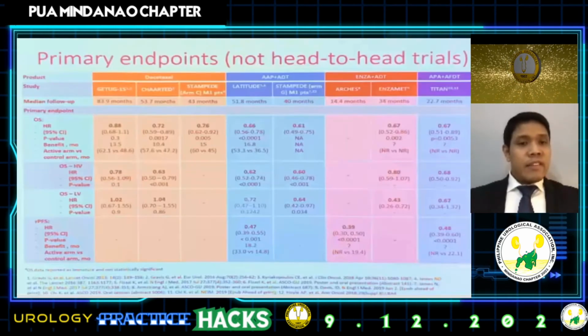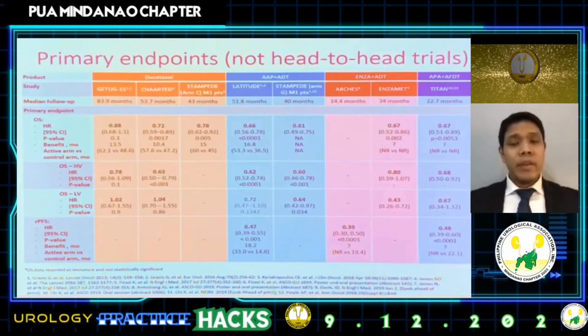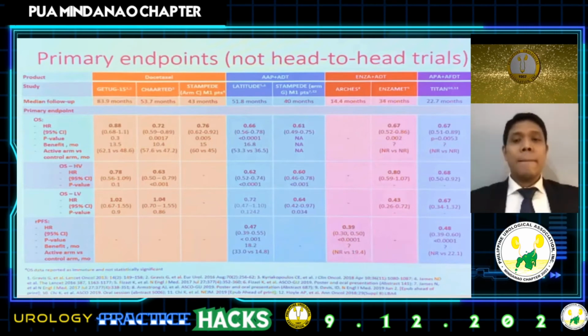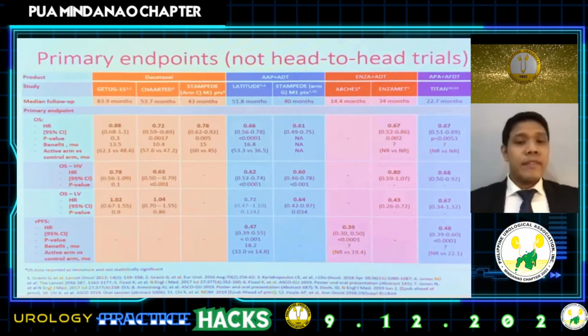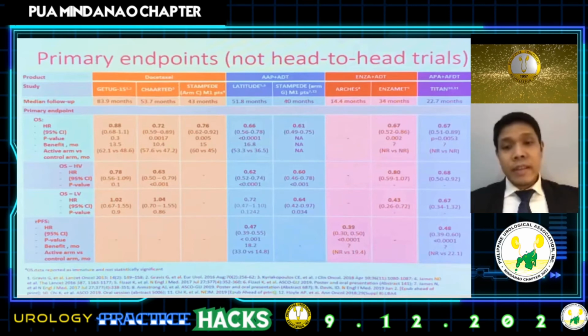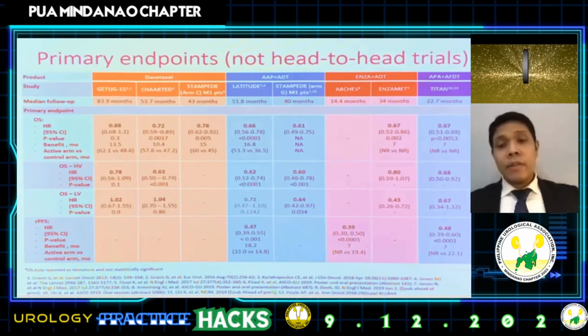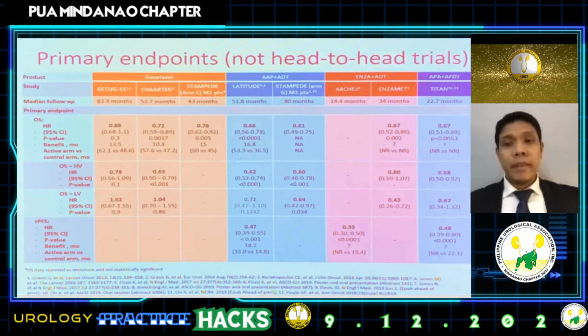Okay. So this is just a summary of the big landmark trials. The CHAARTED and STAMPEDE trials support the use of upfront docetaxel with ADT in MHSPC, that's hormone-sensitive disease. The LATITUDE and STAMPEDE showed superior outcomes with upfront abiraterone with prednisone with ADT. Meanwhile, the ARCHES and ENZAMET showed significant benefit in adding enzalutamide to your upfront treatment. And most recently, apalutamide as an upfront treatment with ADT has been approved based on the TITAN trial.